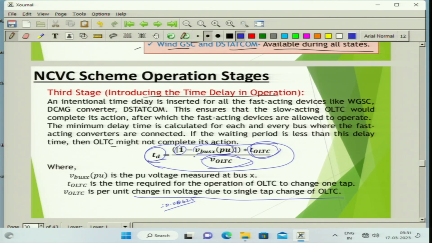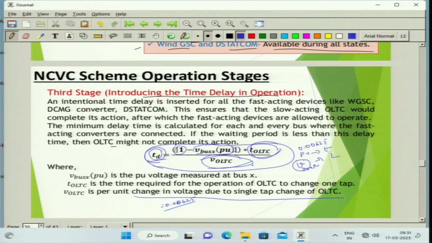So, let us say for a 0.00625 per unit change in voltage, so and so time is required. This time is known to us, and for the voltage profile of that specific bus, V bus X per unit, for this change in voltage, how much time is required? That is nothing but this into T_OLTC by V_OLTC. Now, that means this is a fictitious OLTC operating time.